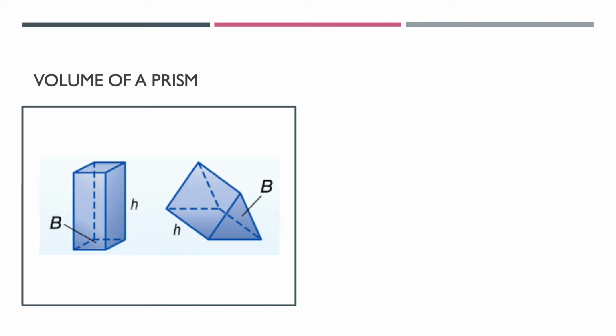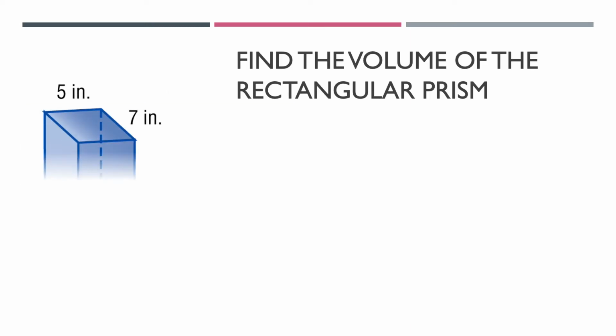One is a rectangular prism, one is triangular. The volume of a prism is the area of the base times the height. The base is a capital B, the height is a lowercase h, and the volume is a capital V. It looks like that. Capital V equals capital B times h.